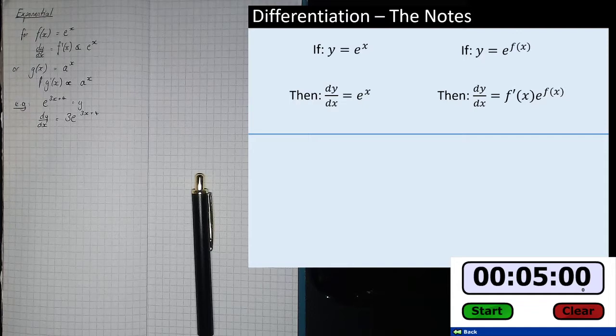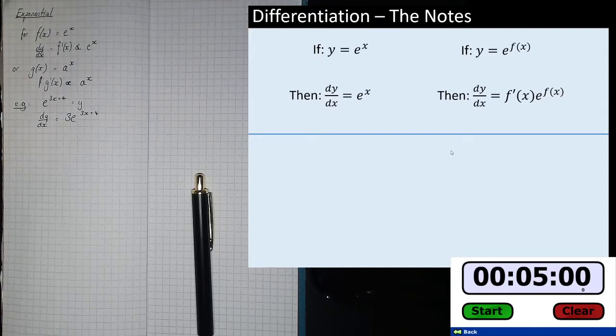That's one important thing for us to be aware of, okay? Now, the other thing that we're going to be taking a look at is the logarithm side of things, okay? The natural logs, or lns, okay?